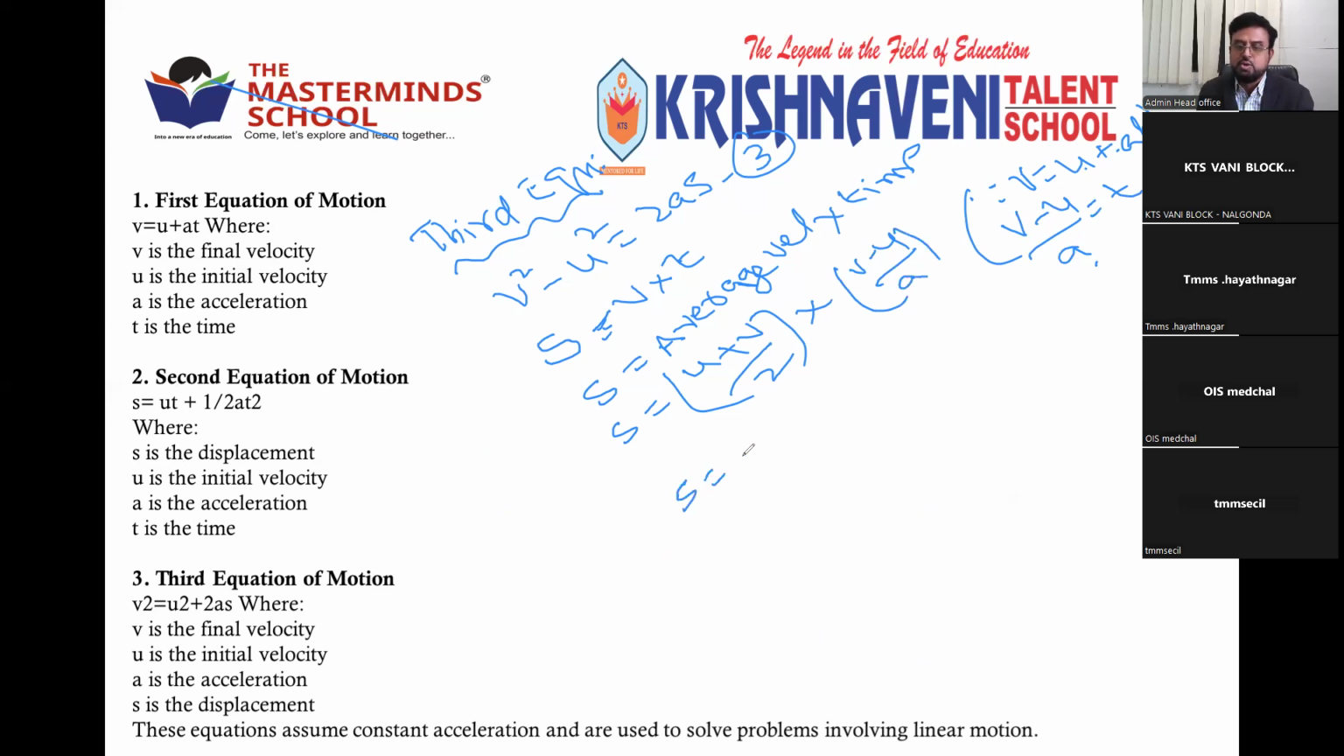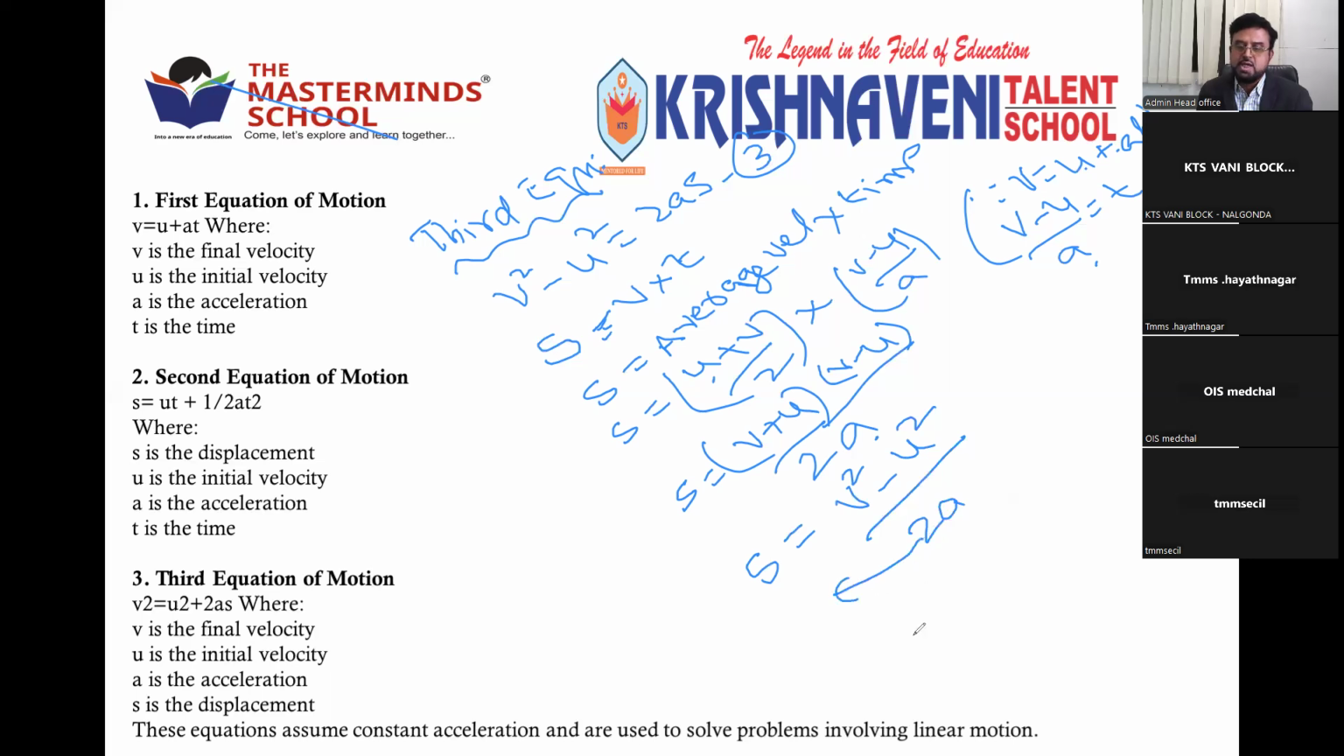Okay. So S is equal to V plus U by 2 into V minus U by A. Multiplication, the denominator is 2A, V plus U into V minus U. So what formula is it? A plus B into A minus B formula. A plus B into A minus B is nothing but A square minus B square, by 2A. So 2A, take this side. Therefore, V square minus U square is equal to 2AS. Or you can write V square is equal to U square plus 2AS, any formula.